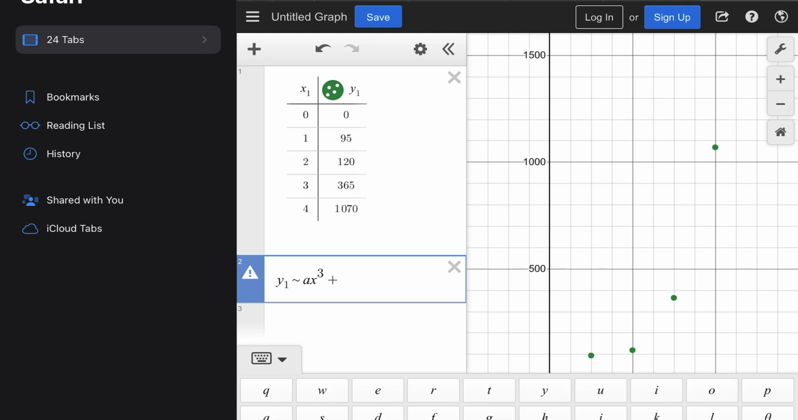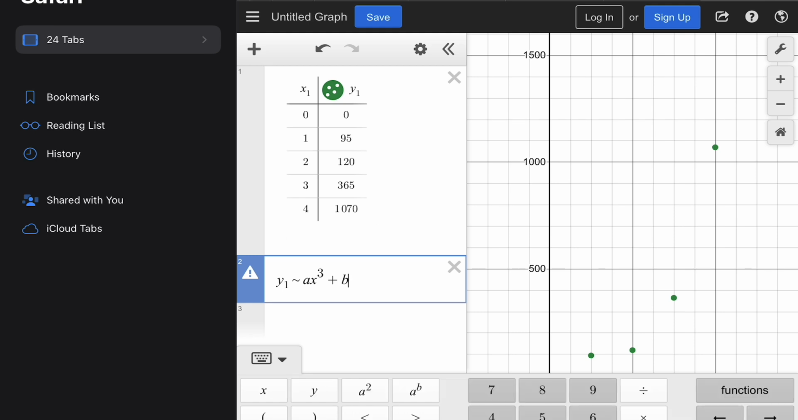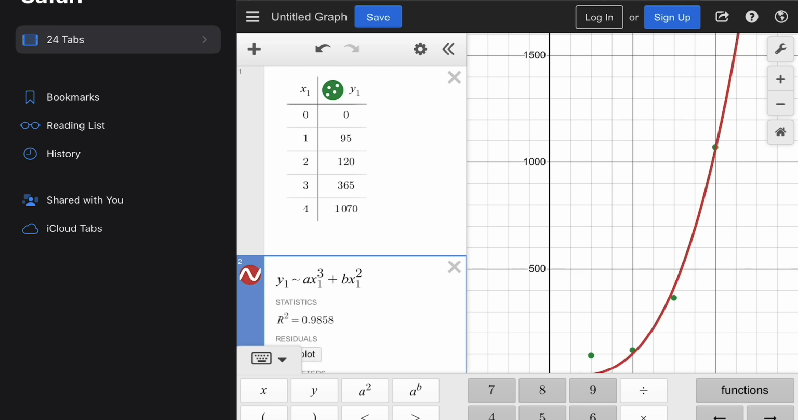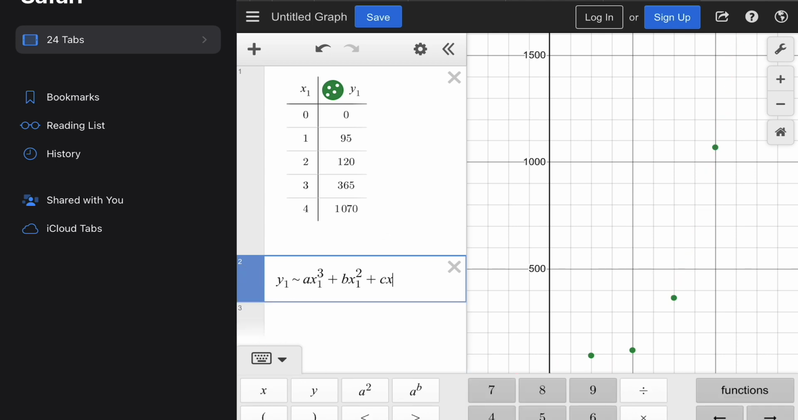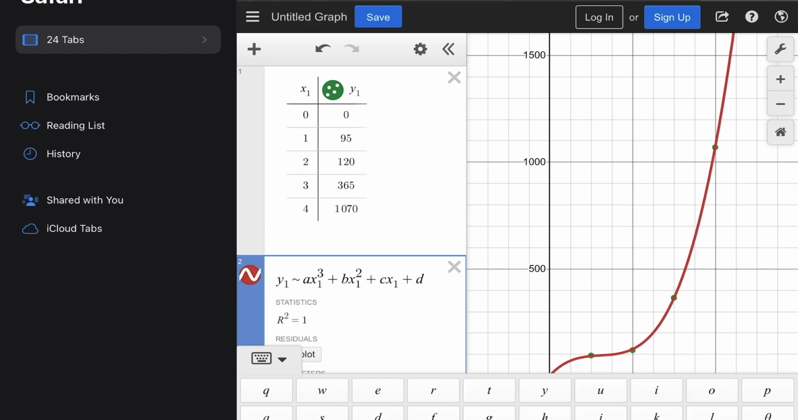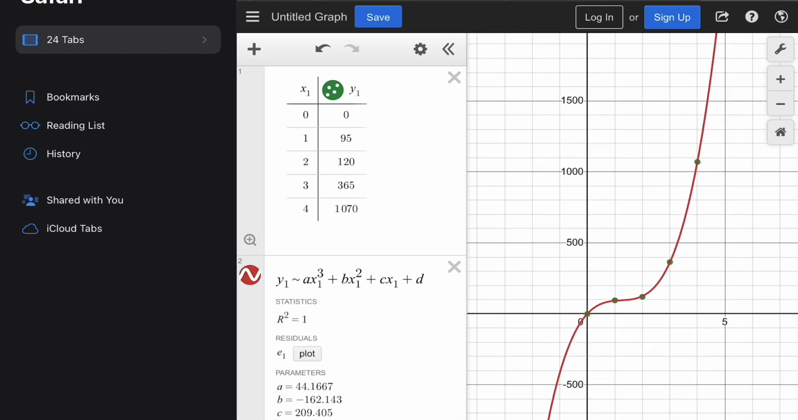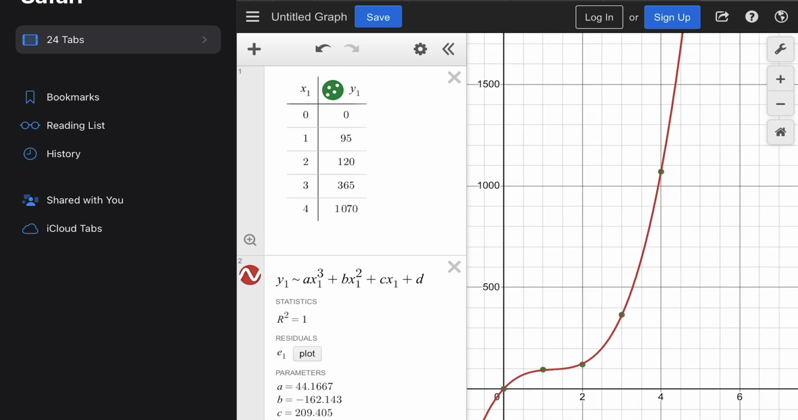plus, and we're just entering a general form of a, x1, same way as we did y1, b x1 squared, a general form of a cubic function, plus c x1 plus d. And you'll notice we've got a cubic function that goes through all of our points. And that's our regression line.